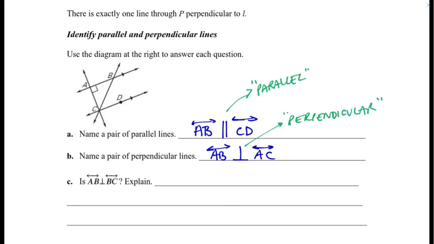All right, now next question. Is AB perpendicular to BC? Well, I think in this case, it's pretty obvious based on the looks that it's not, but we need to explain. So is AB perpendicular to BC? Again, first of all, no, visually not going to be perpendicular, but let's talk about why.